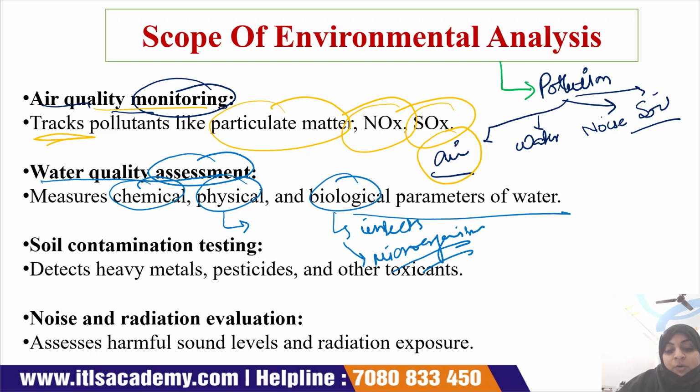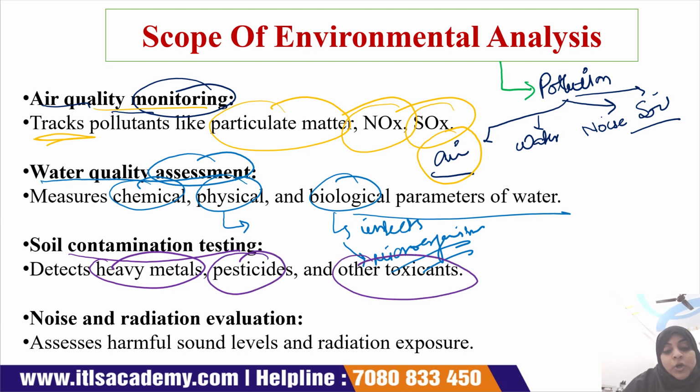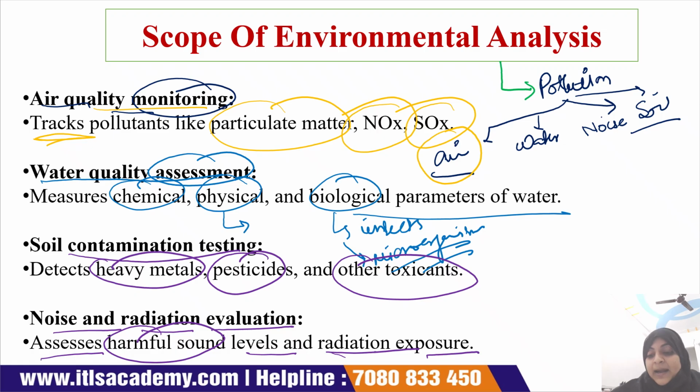Next category is soil contamination testing. Soil contamination can be detected by the detection of heavy metals, pesticides and other toxins, and radiation exposure. It can assess the harmful levels of radiation and exposure. So this is about the scope of the environmental analysis. Now come to the next slide.